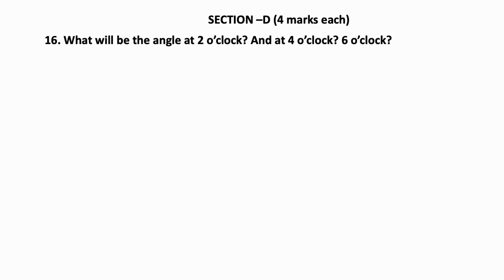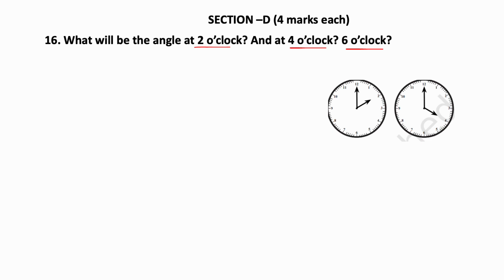Section D, 4 marks each. What will be the angle at 2 o'clock, at 4 o'clock and at 6 o'clock? So, we have to find the angle at 2 o'clock. See, this is 2 o'clock. Then we have to find the angle at 4 o'clock and 6 o'clock.